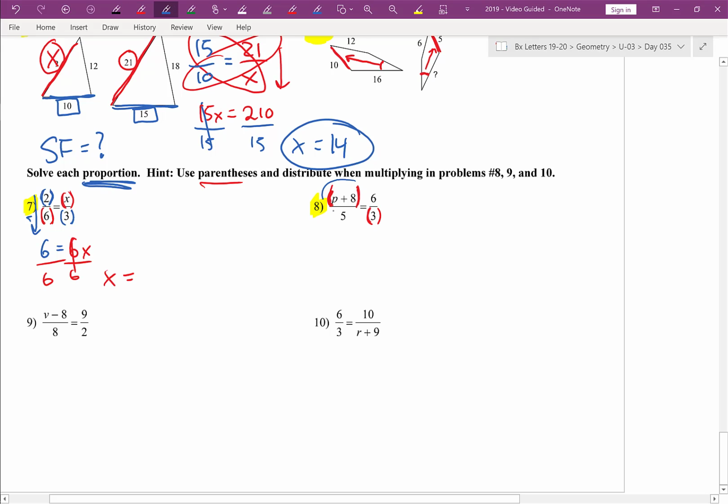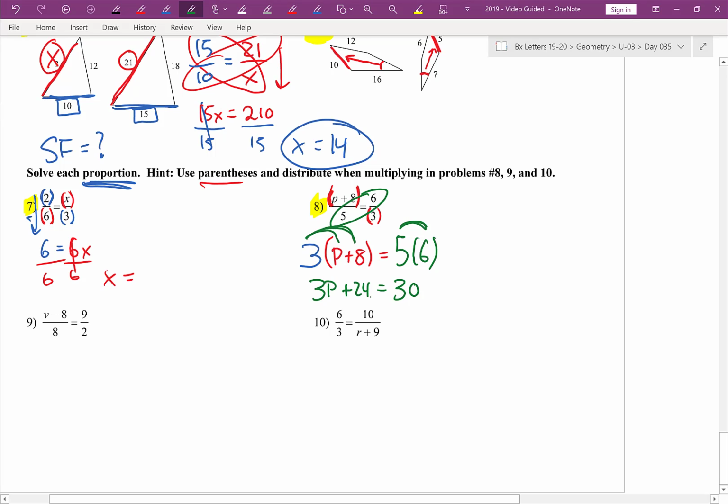Because when I do this multiplication, I'll get 3 times (p plus 8) must be equal to whatever 5 times 6 is. 5 times 6. And I'm showing it to you this way because 5 times 6 is very obvious. You can use a calculator. It's 30. But 3 times (p plus 8) is different. This you need to distribute. There's 2 terms to multiply by 3. It's 3p and 3 times 8, which is, I think, 24.